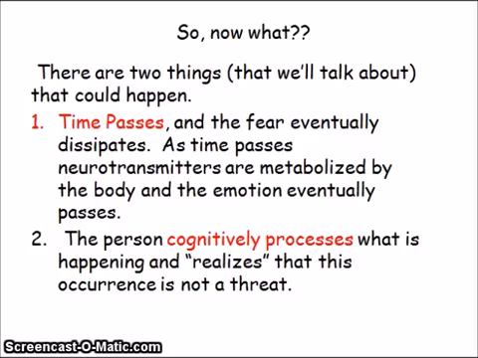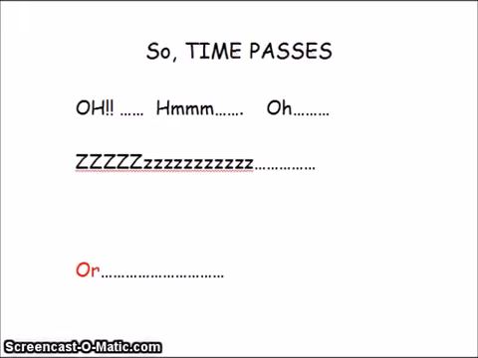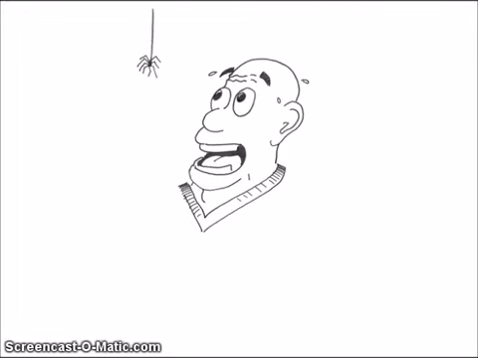The first part is time passing, right? The neurotransmitters are just metabolized. You just wait for that emotion to pass. But it can actually be short-circuited by you thinking. So this is the time passes. Oh my gosh, there's a spider. Okay, wait, it didn't do anything. Oh, I'm fine. Right? Or we show Bob the spider.